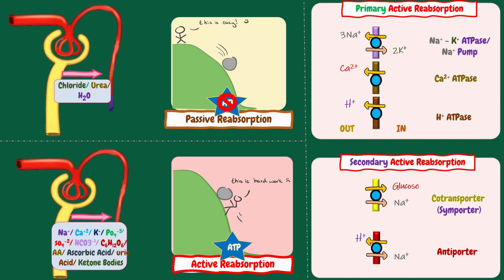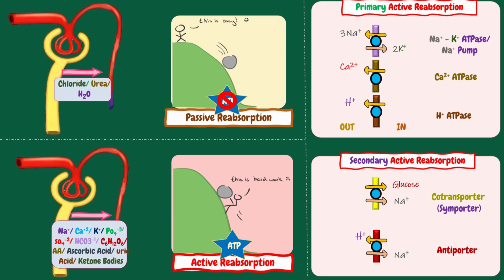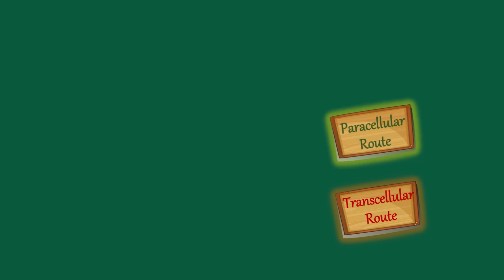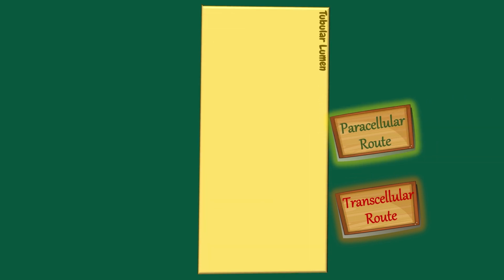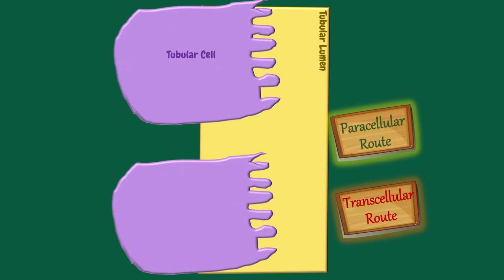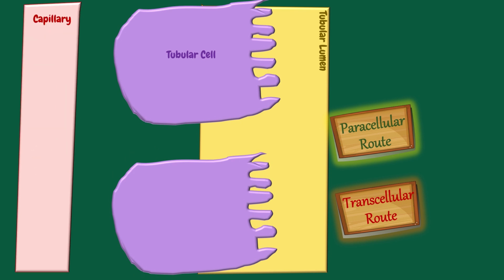Now, let's discuss the route of reabsorption. Reabsorption of substances from tubular lumen into the peritubular capillary occurs by two routes. First is the transcellular route. Second is the paracellular route. This is the tubular lumen. Tubular lumen is the inside space of a tubular structure. This is the tubular cell, while this is the capillary.